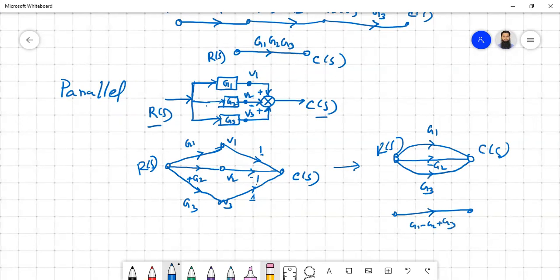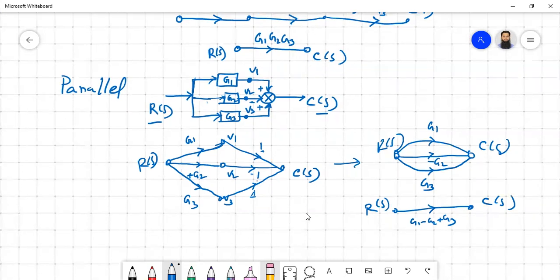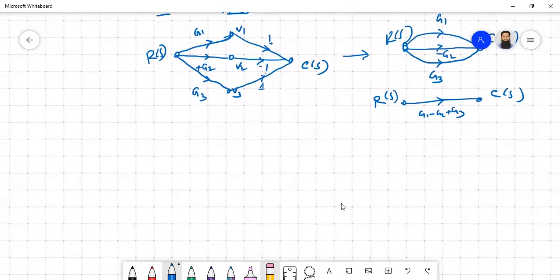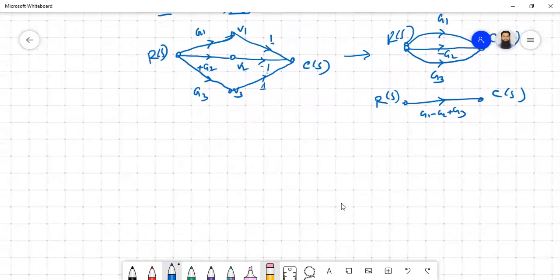But we are going to be using one method called Mason's rule. For that, these are actually not necessary. Only sometimes the cascading we have to apply. Apart from that, most of the things remain as they are. We just have to convert it to a signal flow diagram. So the next thing that we are going to see is the feedback.